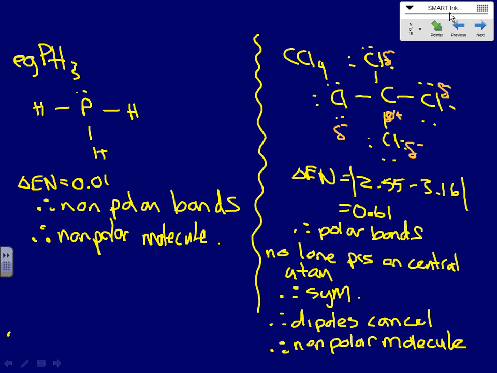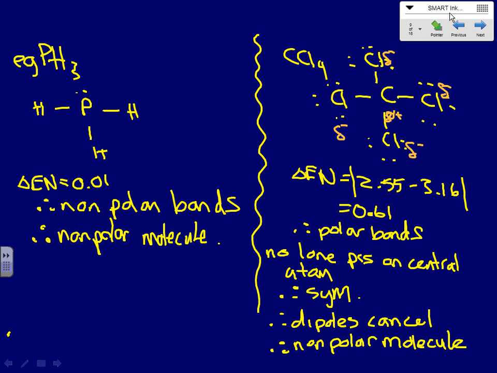Polar bonds, potential for polarity. I check for lone pairs on the central atom. There are no lone pairs. That makes the molecule symmetrical, which means the dipoles cancel away, all those opposite pointing charges, which makes the molecule nonpolar. Yes? Can you explain how you get the charges?